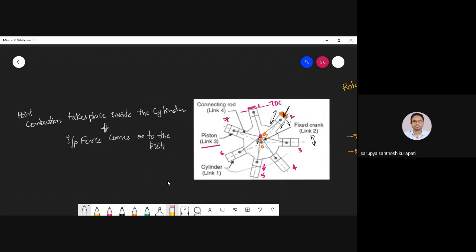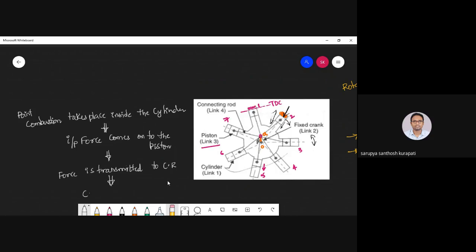This is the second point. What happens if the piston receives this force? The force is going to get transmitted to the link connected to the piston. What is the link? That is the connecting rod. So it transmits to the connecting rod. Then what is the connecting rod going to do?